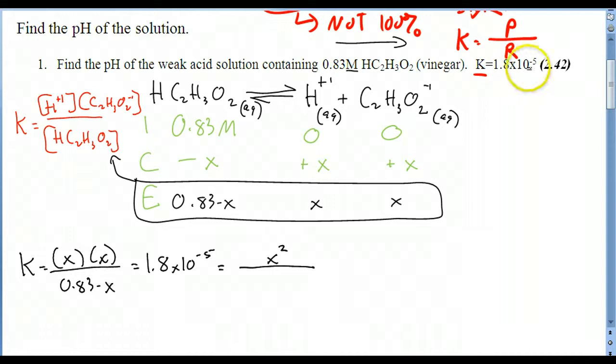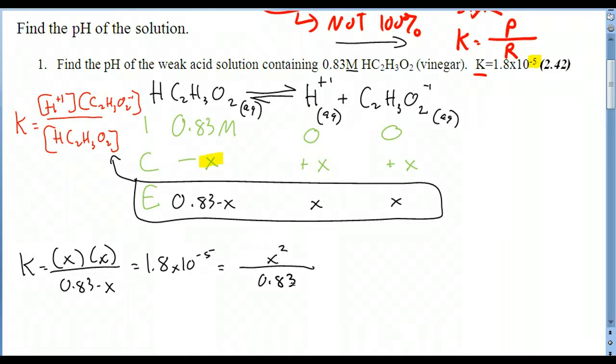If K is really small, which K is 1.8 times 10 to the negative fifth, that means about 1 in every 10,000 reactants will react, so that's considered a small value. X is going to be small because only about 1.8 in every 10,000 is going to react. So that's a very small number. What that means is that X will be small. That means 0.83 minus a very small number is still approximately 0.83.